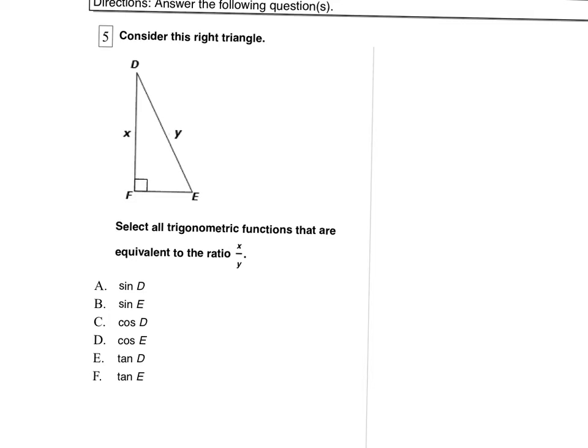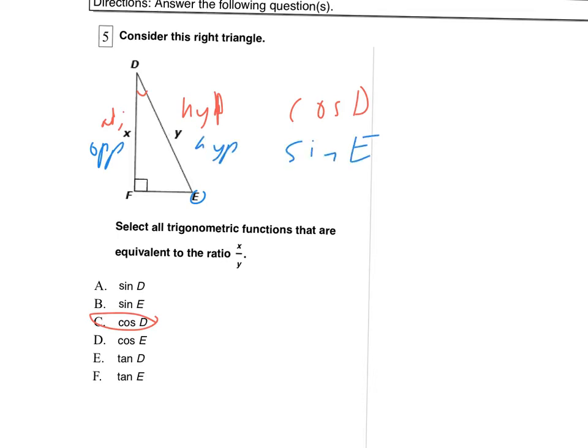All right, next up, number 5 here. They're wanting which one is equivalent to x over y. So we kind of have to look at D and C here. So if we're looking at D, then I would say that this is the adjacent, and then this is the hypotenuse. And so I would say x over y would be cosine D. So that one's correct. And then if I'm looking at E here, which you can see some of these are, then this turns into the opposite side, whereas this is still the hypotenuse. So then I'm going to say that that is the sine of E.